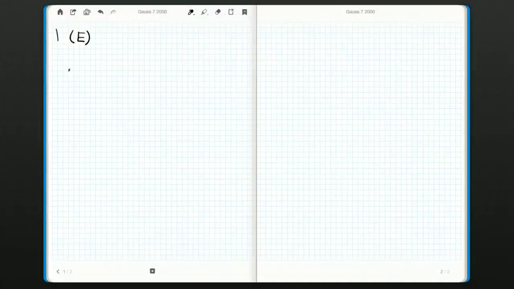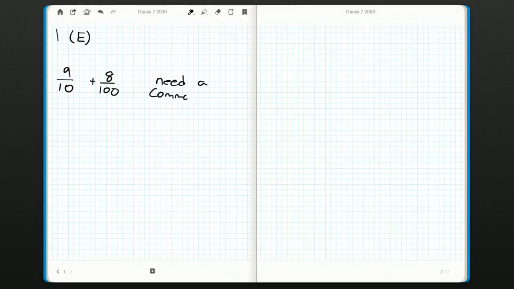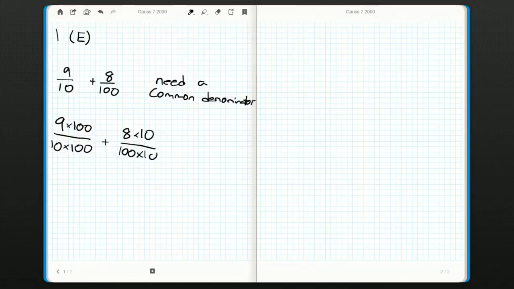So we're given the fraction 9 over 10 plus 8 over 100. If we want to add these together, we need a common denominator. Now the easiest way to get a common denominator is just to take this number, multiply the top and bottom here by this denominator, and do the same thing with the 100. So 9 times 100 over 10 times 100 plus 8 times 10, I chose the other denominator, over 100 times 10.